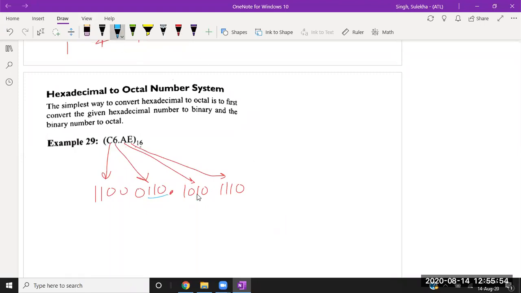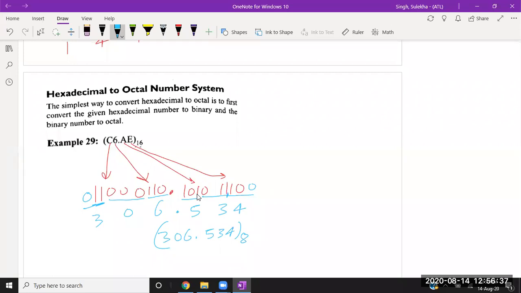After writing this, what you need to do? You need to pair 3, these 3, and there are only 2, so you need to add one extra 0. Again, I am pairing for 3. These are the 2 values, so I am adding one extra 0. After doing these things, this can be converted into 3 in octal, 0 6. This is 0.53. And this is 100, that is 4. So this is 306.534 base 8.